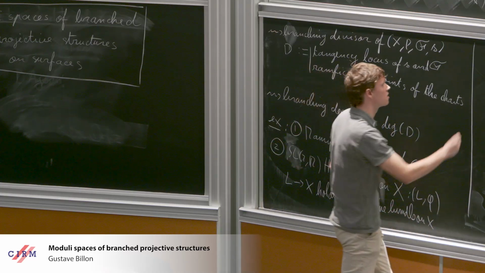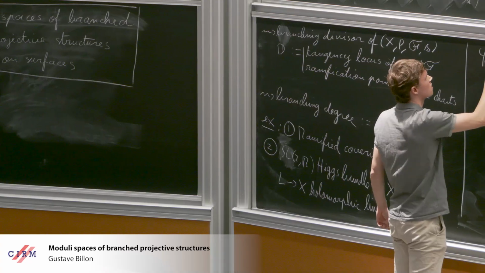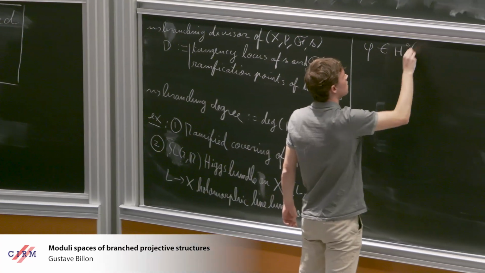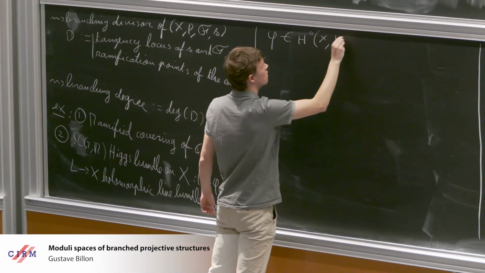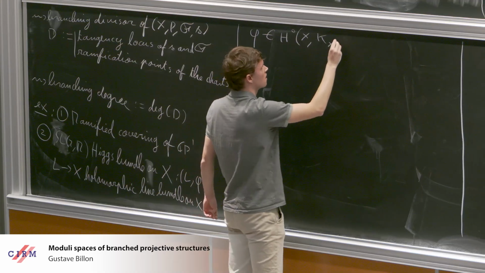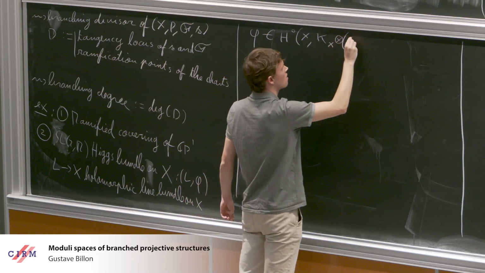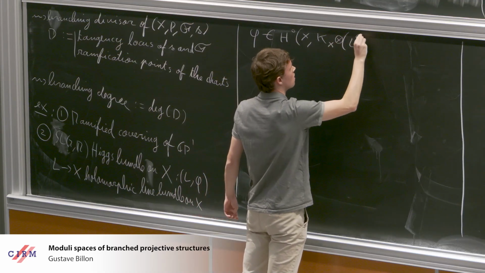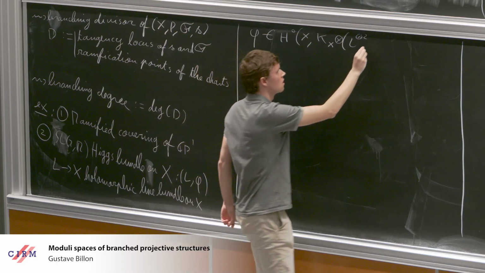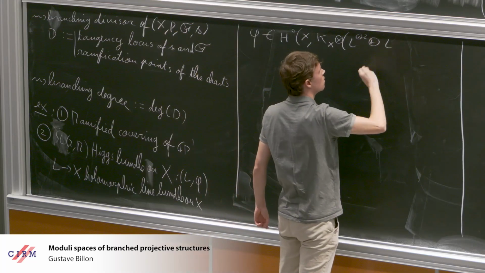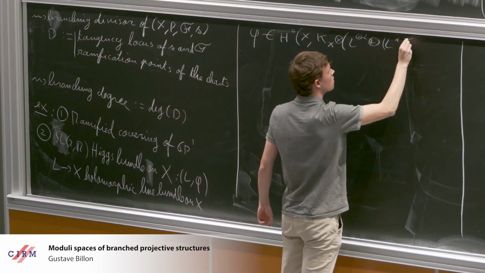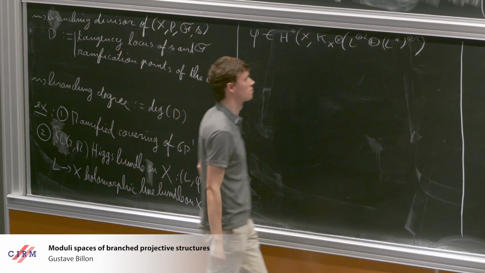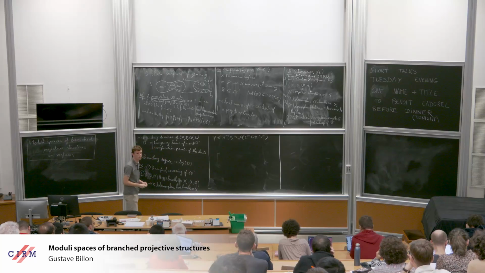And the Higgs field phi is a section of the cotangent bundle K_X tensorized with L^2 + L^-2. This is an SL2(R) Higgs bundle.